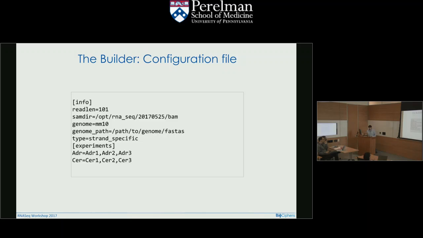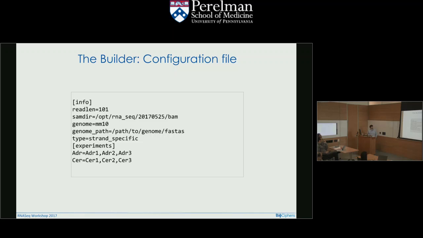The other key part of what you need to feed the builder is the configuration file. We've got this on the cluster, but it has this general format. You've got an info section that has some bookkeeping information of what your RNA-Seq data is like. One thing we need is the length of your reads, to initialize the arrays where we count where the reads actually start. Paired end, single end, it doesn't matter. Yes?